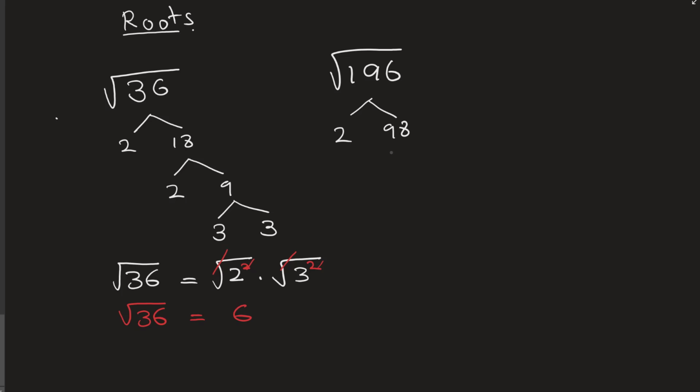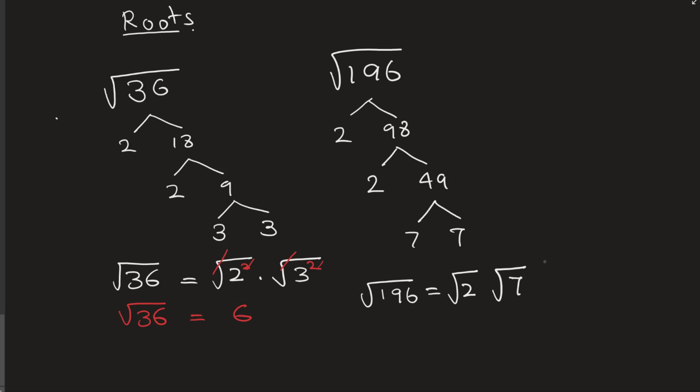Let's try a little bit harder one, 196. So 196 is 2 times 98, and 98 is 2 times 49, and 49 is 7 times 7. Now we can write that. The root of 196 is equal to the root of 2 squared and the root of 7 squared. And then we can cancel the square with the root, right? And these cancel out. You're going to get 14 as the root of 196, right? So that's how you want to see the relationship, not to memorize.